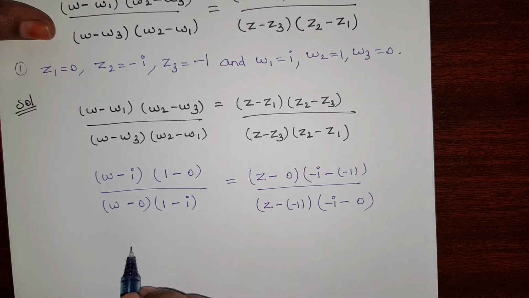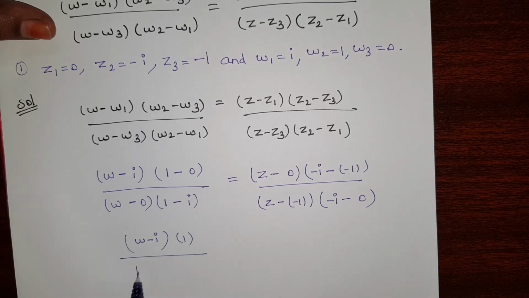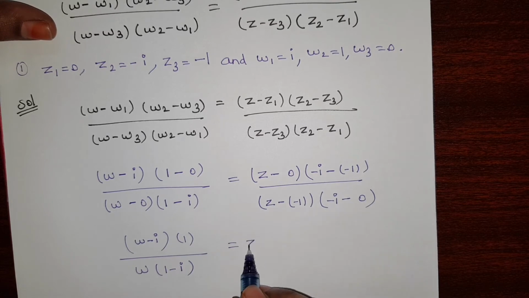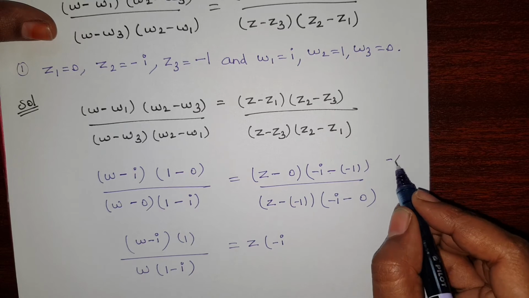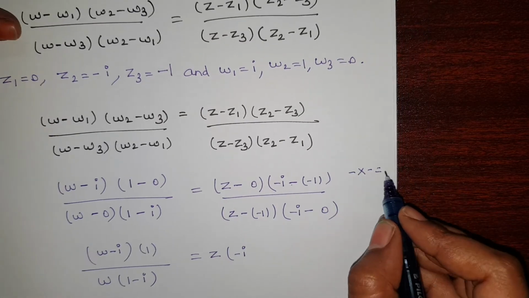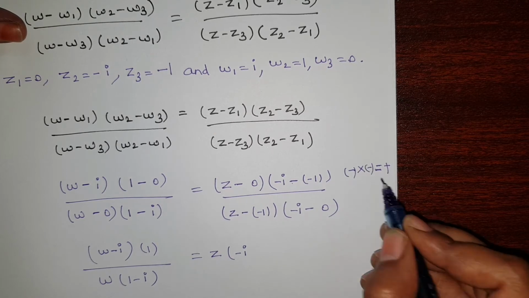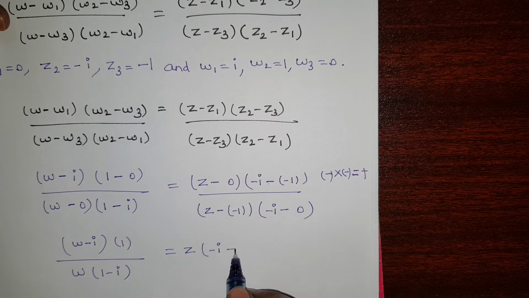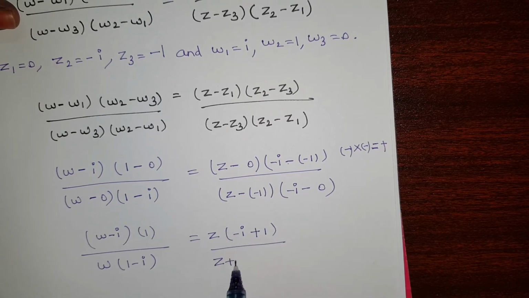Now we can simplify this. W minus I into 1, W into 1 minus I. This part becomes Z into minus I. Minus into minus becomes plus, so that it becomes Z plus 1 divided by Z plus 1 into minus I.